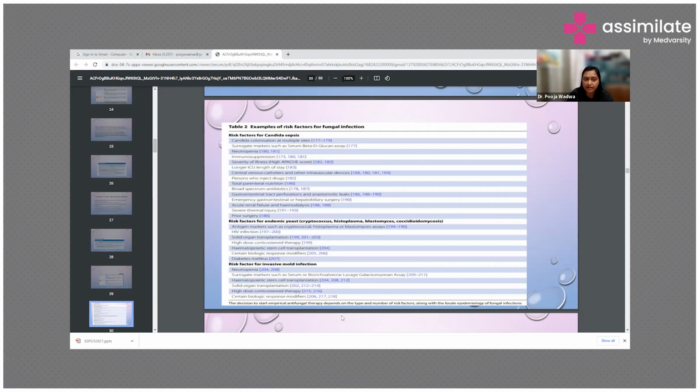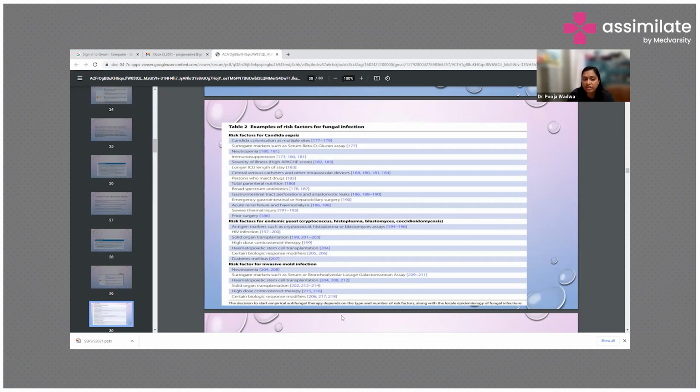So risk factors for Candida species: if there is Candida colonization at multiple sites. Multiple sites means you may have a dialysis catheter in the internal jugular vein, or you have a Foley's, and they both are growing Candida. So this patient is at high risk for developing invasive candidiasis. Surrogate markers like beta glucan. If a patient is neutropenic, or is getting immunosuppressive drugs. If the severity of infection is high, that is, he has a high APACHE score, prolonged ICU stay. Other invasive vascular devices are there.